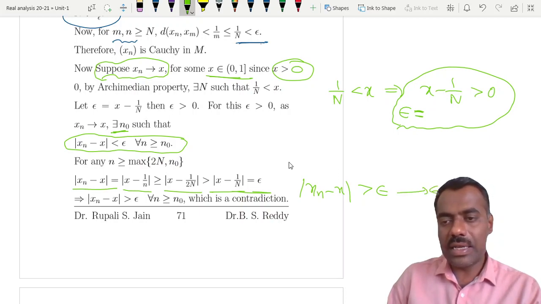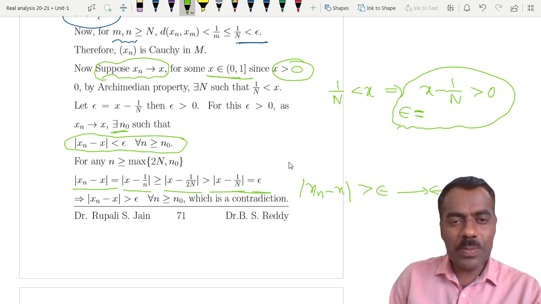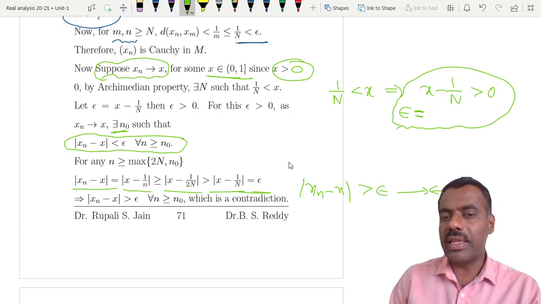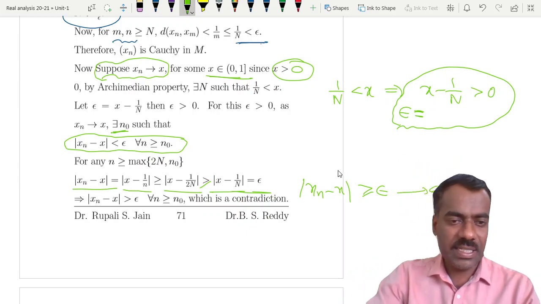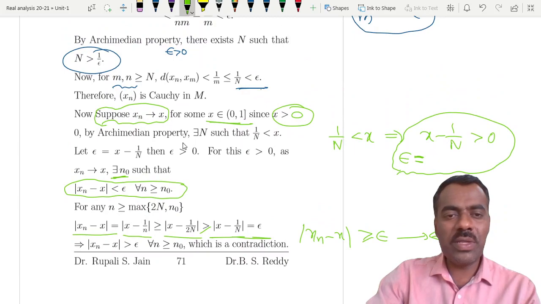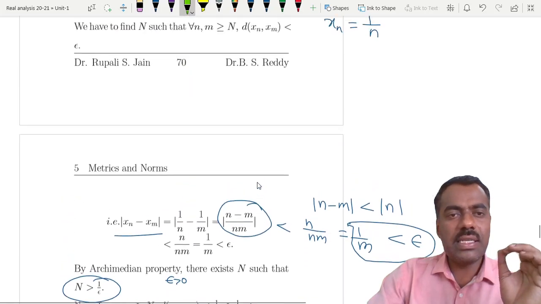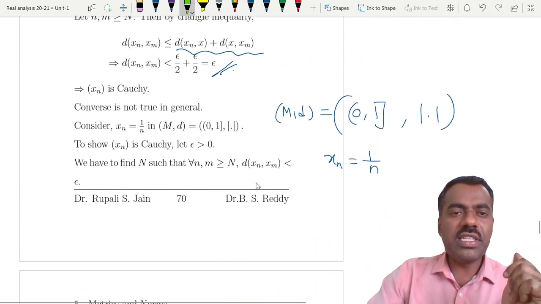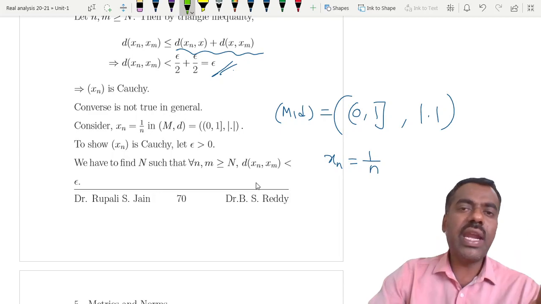That is a contradiction, because the moment n is bigger than n naught, we should have less than epsilon, but here we are getting greater than. If you want, you can write here greater than or equal to. So you are getting greater than or equal to epsilon, which is a contradiction, right? That means our contradiction arises because we have assumed that xn converges to x, which is not possible. So in general metric space, not every Cauchy sequence is convergent, but it is true in R.